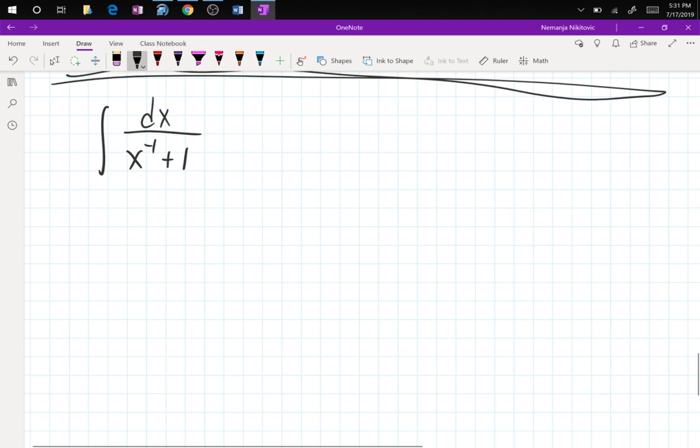Any ideas? No? It's terrible, huh? I don't know either. Let's see. So integral of 1 over x plus 1, and I'll put dx on the side. Is there anything that naturally comes to mind when you see something like this?